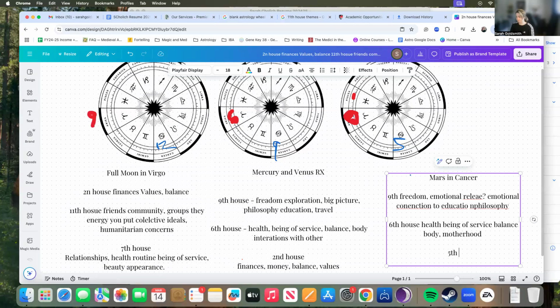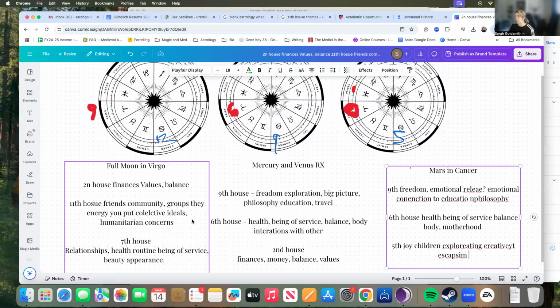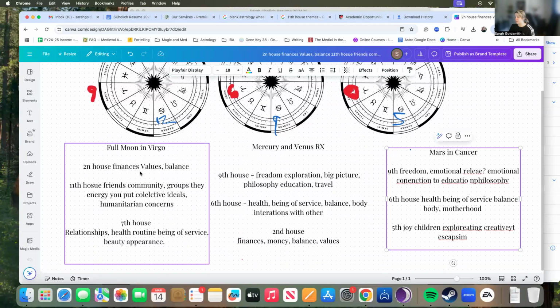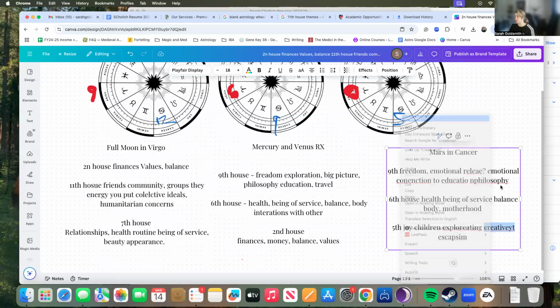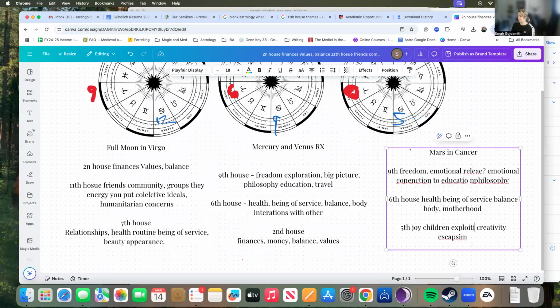And then fifth house, joy, children, exploration, exploring, creativity. Oh, escapism is something that came up in a tarot spread too. And the ninth house activations, fifth house, and collective ideals or group stuff really relate to that. So, sorry, you're just kind of seeing my process in live time, exploring creativity.